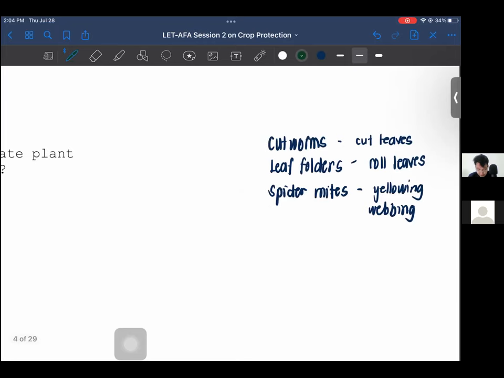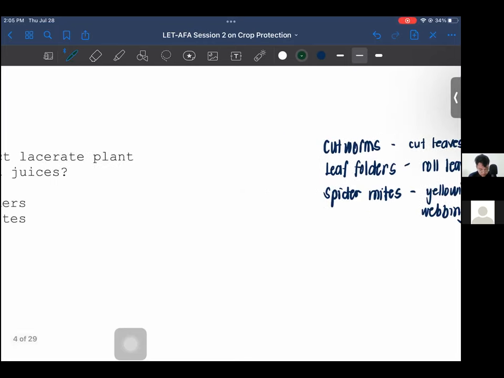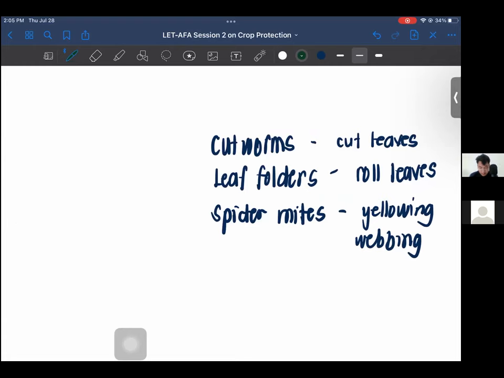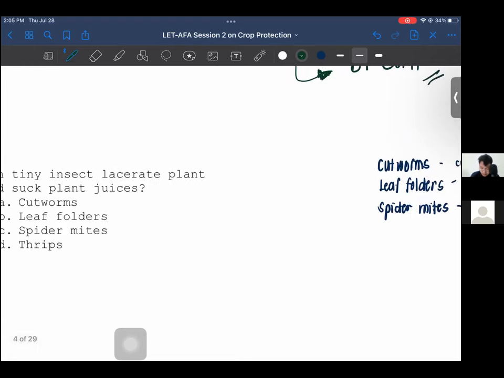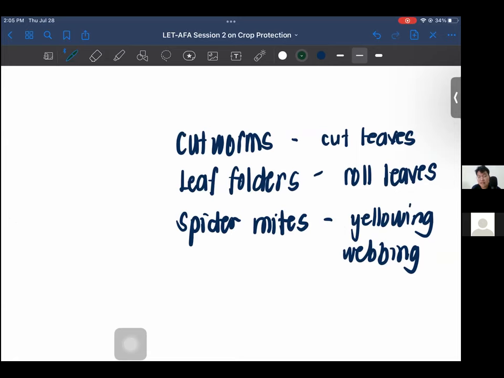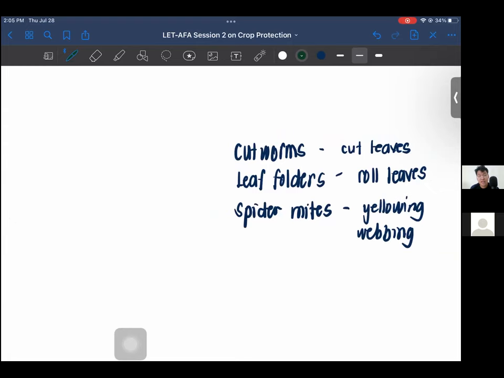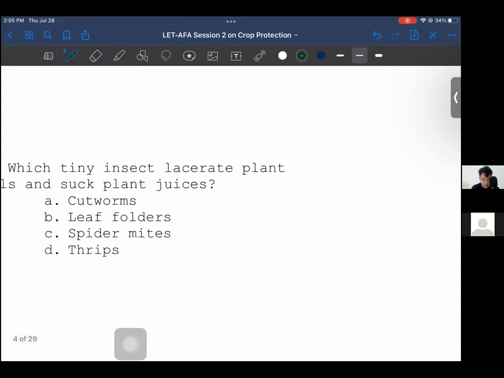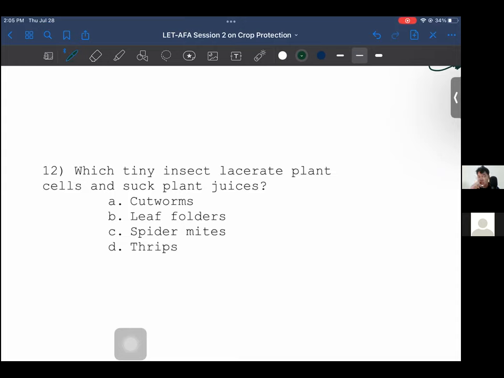Okay, so here we have different effects ng mga choices natin. So, ang answer pala ay thrips. So, yan, cutworms. Cutworms, from the term itself, cuts yung mga dahon natin. Leaf folders, as we've discussed a while back, roll yung leaves. Ang spider mites, ang karaniwan niyang epekto ay yellowing tsaka webbing. Yung spider mites, ito yung karaniwang kita nyo sa mga ilalim ng dahon tapos maraming parang white stuff. That can be caused by spider mites. Whereas, yung naglalacerate ng plant cells at nagsasuck ng plant juices ay thrips.